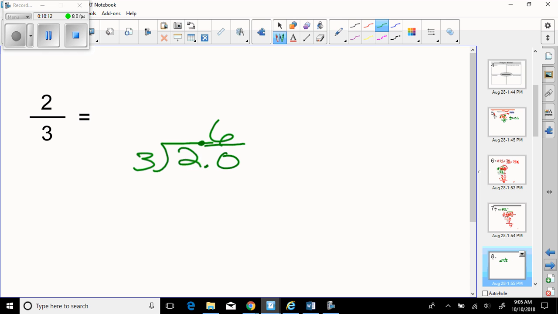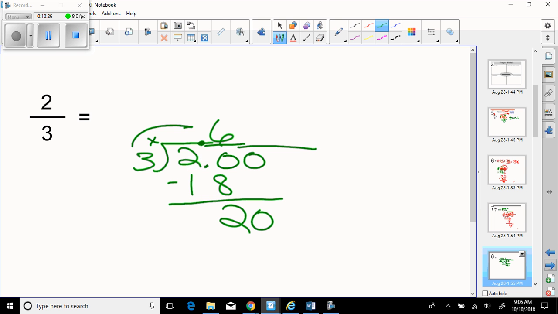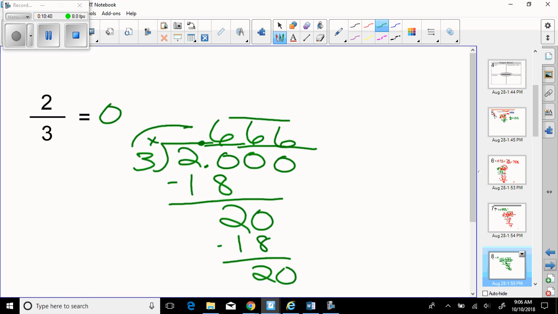Oh, we forgot to do our decimal. Now we multiply 3 times 6, and we get 18. Then we subtract. We get 2. Still can't do it. Add a 0. Bring it down. And then same thing over and over again. 6, 18, 2, add another 0. Okay, see the line on top of it. Yep, put the line on top. So therefore, 2/3 is equal to 0.666666666.